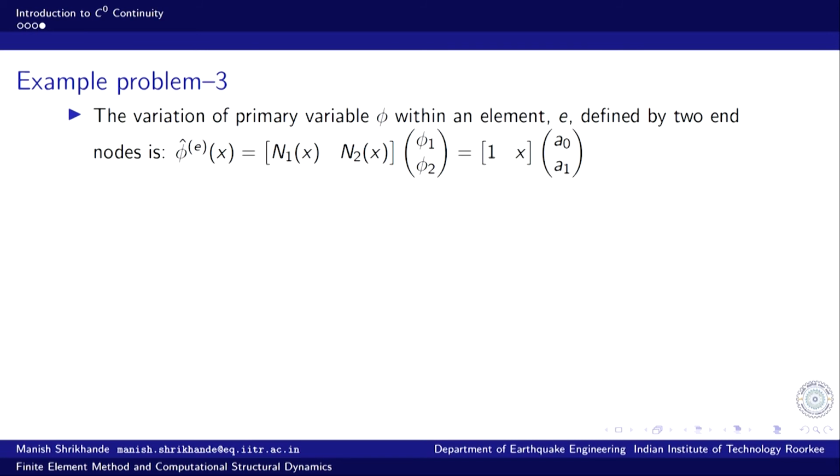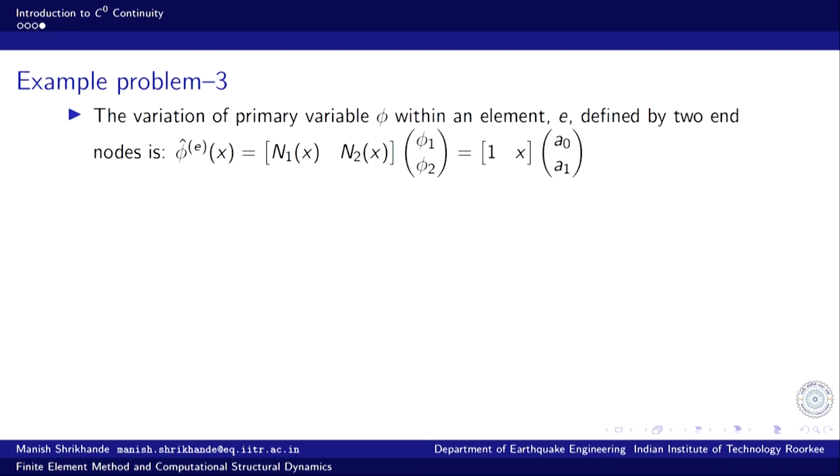And this is of course a linear polynomial. So, complete linear polynomial, again a0 plus a1x. If I rearrange it into a matrix form, this is what that will look like.